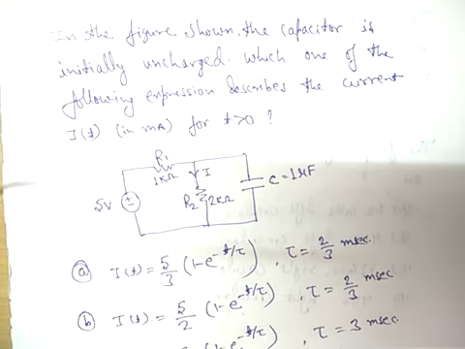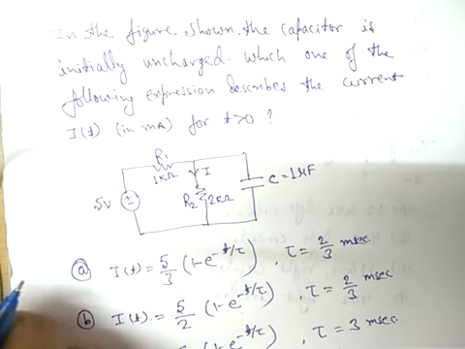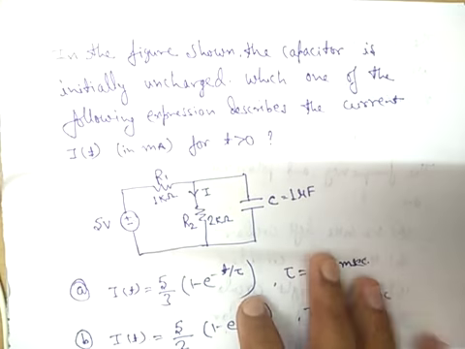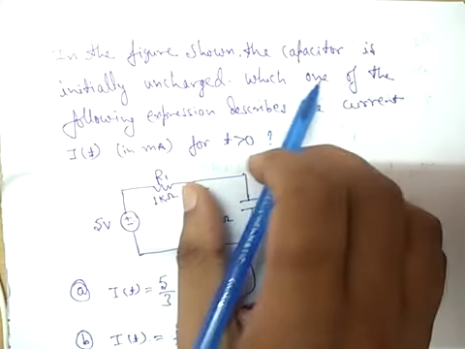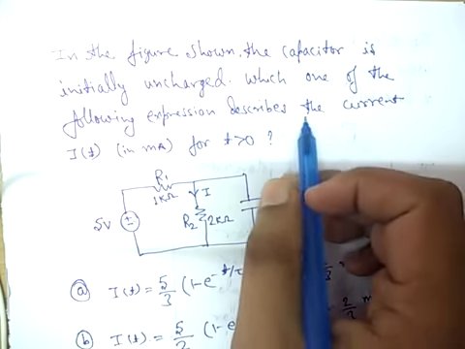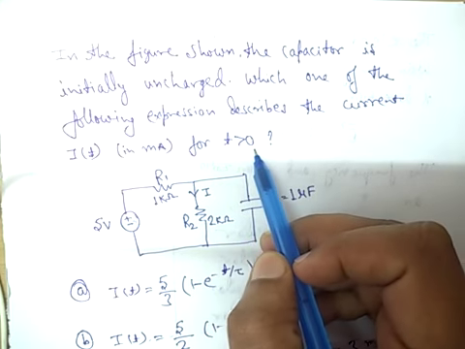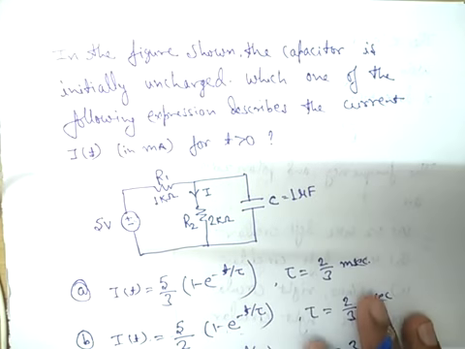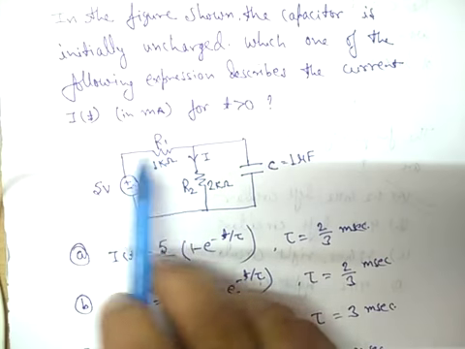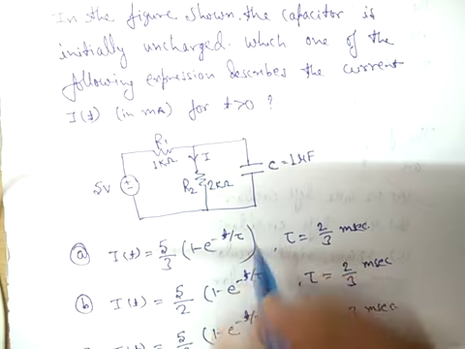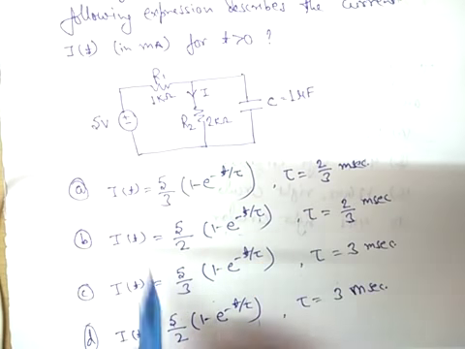In this video I am going to teach you the transient analysis problem, and for that I have taken a question from a previous year GATE exam. The question can be read as: in the figure shown, the capacitor is initially uncharged. Which one of the following expressions describes the current I(t) for t greater than 0? Okay, now we have the question. This is a simple RC circuit, and the options are as below.